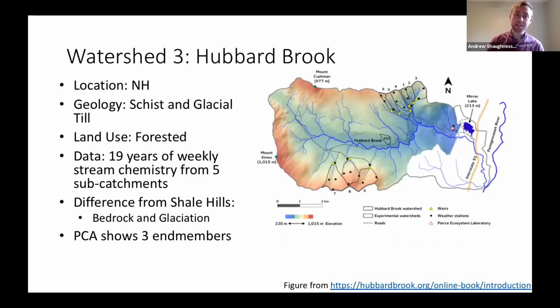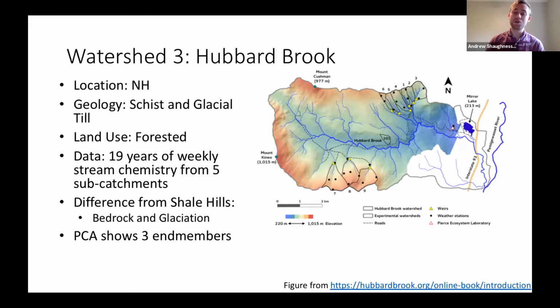Great, so now we're going to come back to the East Coast and we're going to look at New Hampshire, and we're going to look at the Hubbard Brook catchment. And there are a bunch of subcatchments within Hubbard Brook, and we selected 5 of the subcatchments that haven't been experimentally treated. The reason why we're going to look at Hubbard Brook is because unlike Shale Hills, it's not underlain by shale. It's going to be a schist and glacial till. But like Shale Hills, it's also been extensively impacted by acid rain.